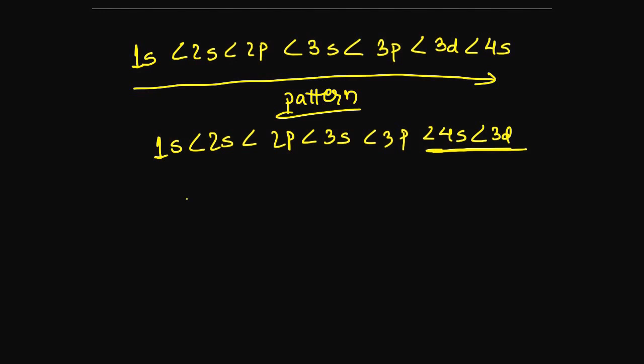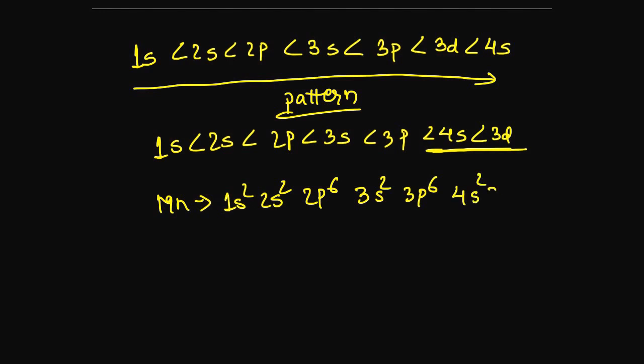Let me write an electron configuration of any atom. Manganese: 1s2, 2s2, 2p6, 3s2, 3p6, 4s2, and 3d5. So first of all, the electron is filled in the s orbital and then in the d orbital.